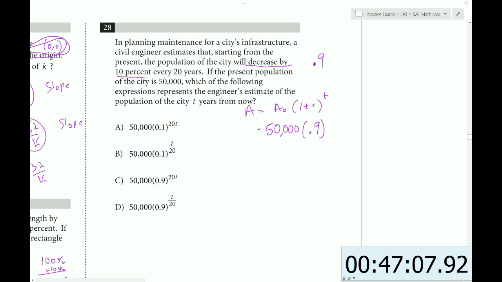Then the tricky part here is the exponent. So it doesn't happen every year, it happens every 20 years. Okay, so this is going to be t over 20. The reason being is that when we have t equal to 20, we're going to want only one application of this multiplier. So if t equals 20, we have 20 over 20 equals 1, so we have 0.9 to the power 1. So we're only applying the multiplier one time. Whereas if t equals 40, of course, we'd apply it 2 times, you see. So this matches up with answer choice C.